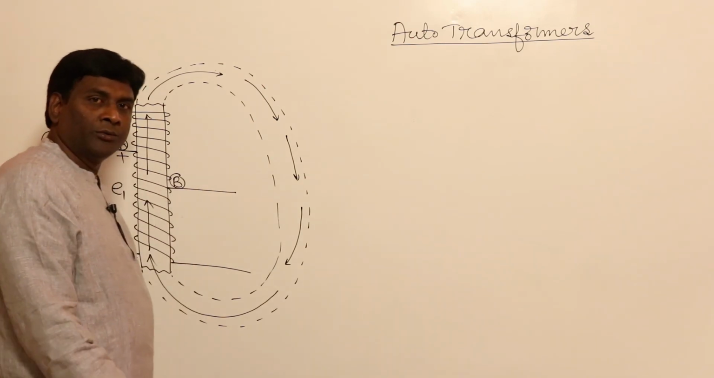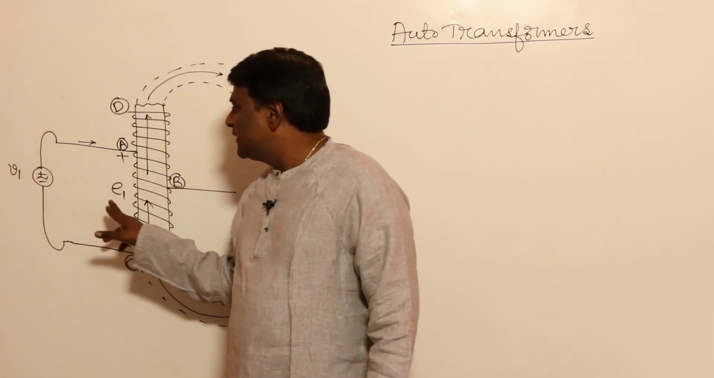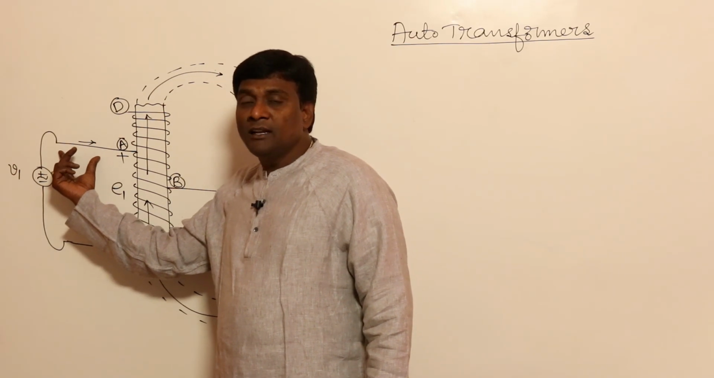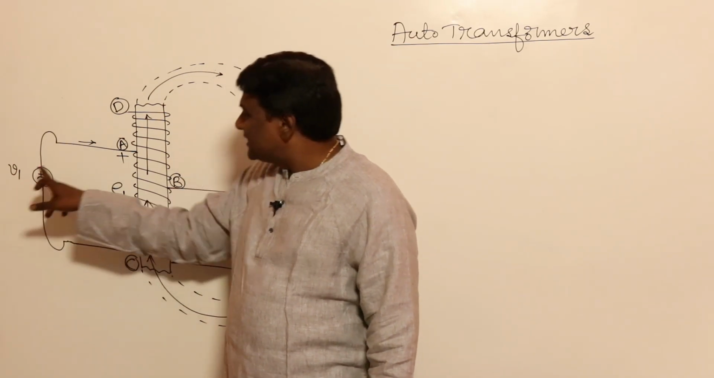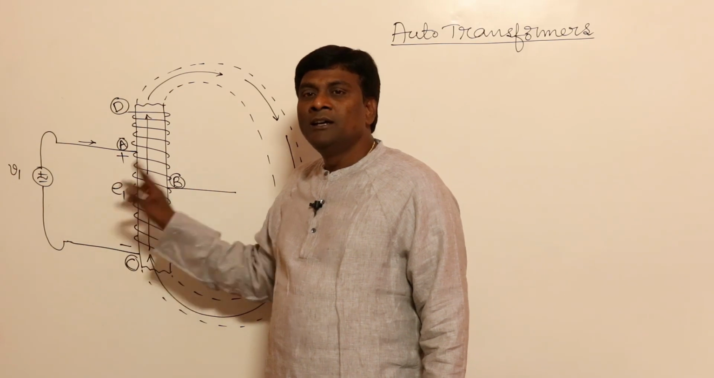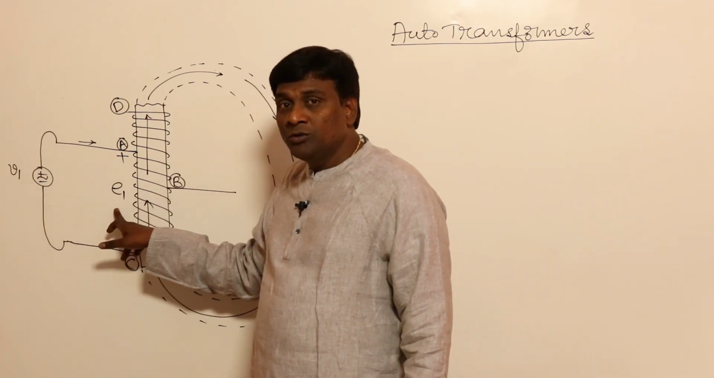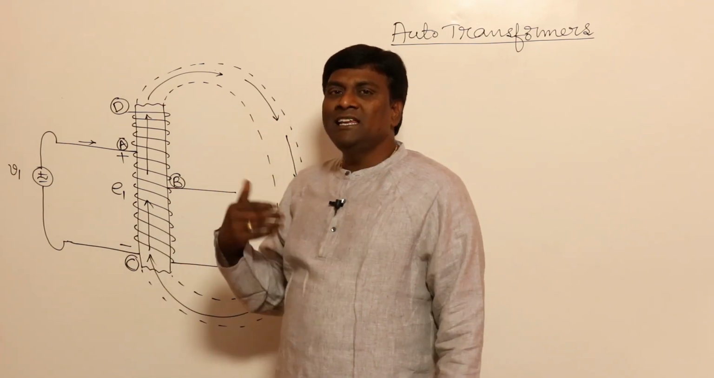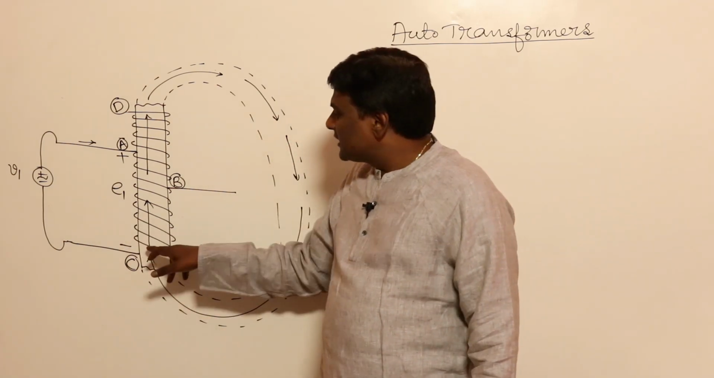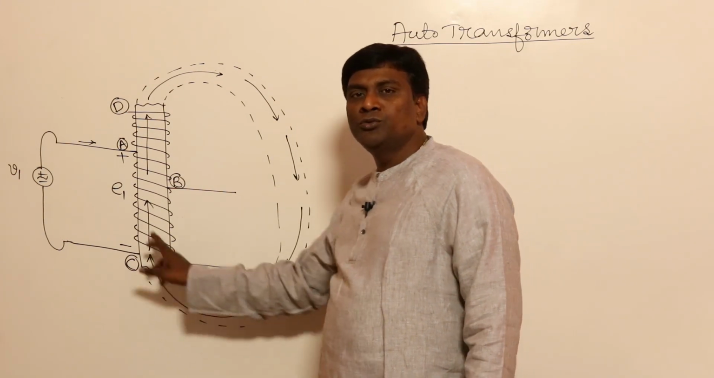E1. Now, between V1 and E1, what are the elements connected? There are no elements connected. So V1 magnitude equals E1 magnitude. For example, if V1 is 100 volts, E1 should be 100 volts. Of course, a scaling factor will be there. Apart from the scaling factor, for example, 100 flux lines are produced.